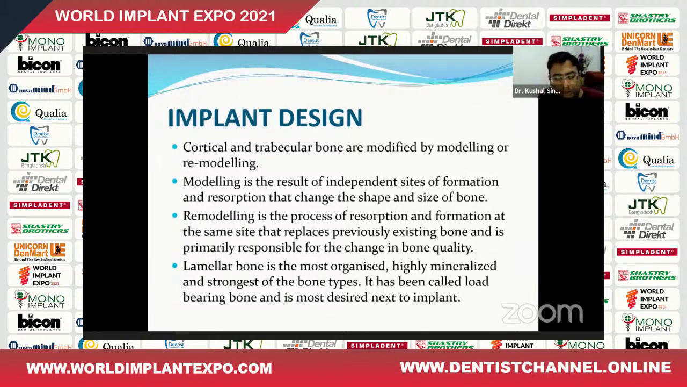Now, lamellar bone is the most organized, highly mineralized, and the strongest of the bone types. It is also called the load-bearing bone, and it is the most desired next to the implant. Lamellar bone is very important while planning our cases for implant surgery. It is one of the strongest types of bone.